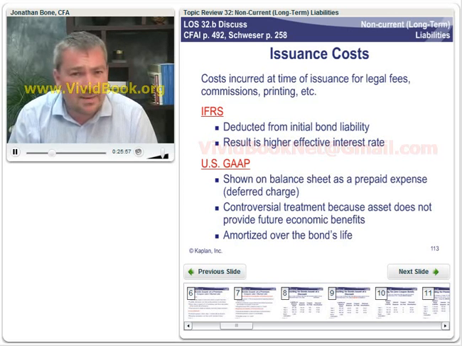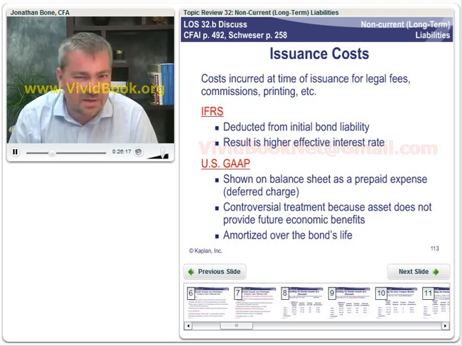Now, the US GAAP treatment is completely different. Issuance costs are not deducted from proceeds. In other words, the opening liability will always equal the proceeds received. Instead, the issuance costs are going to be shown as a prepaid expense, a deferred charge. They're going to sit in there essentially as an asset.